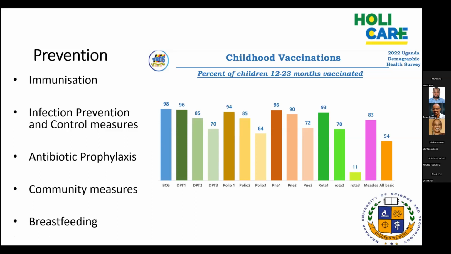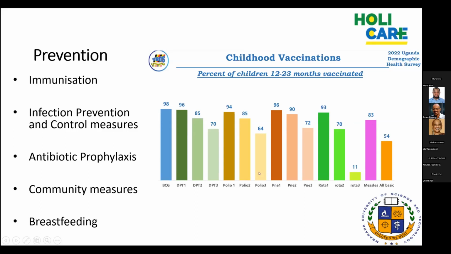So Haemophilus influenzae type B, when you see DPT1, DPT2, DPT3, it's coupled with Haemophilus influenzae, which is a common cause of respiratory infections. And we see that there is a decline in completion of the 3 doses to 70% from 96% at the first dose. The same thing happens with pneumococcal vaccine, whose 3rd dose completion is only 72%. And also the measles vaccine is at 83%.